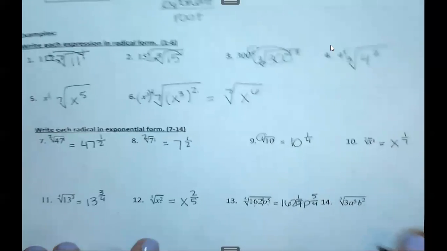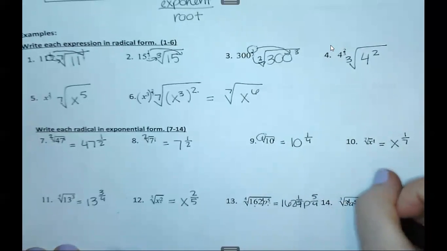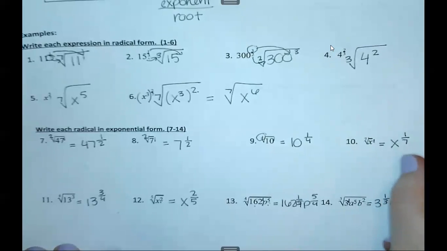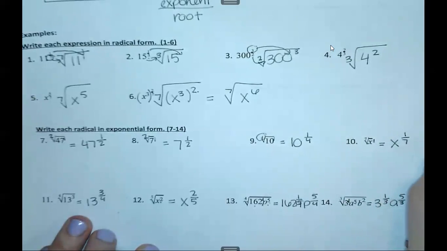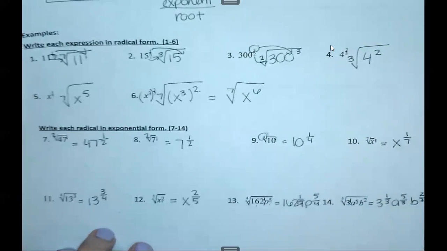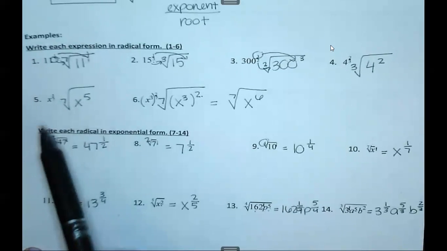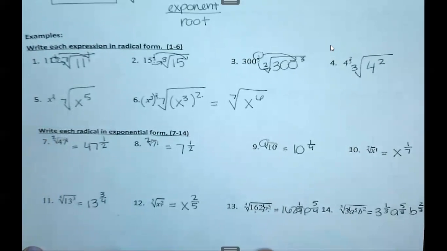All right, same idea on this last one. Each piece is having the 3rd root taken. However, A has a degree of 5, B has a degree of 2. Our 3 doesn't have an exponent, so it's an understood 1. So I'd have 3 to the 1/3, A to the 5/3, and B to the 2/3. And there's my answer. So we should be able to switch back and forth between radical form and fraction form, or exponential form.